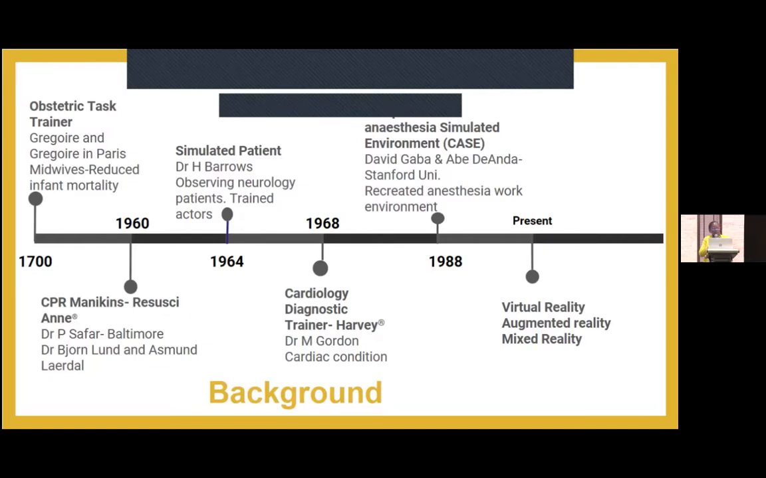I think we all perhaps have heard of Gaba. He's pretty famous with simulation as well as anesthesia crisis resource management. And they wrote a paper in 1988 describing something that they had been doing. They had been trying to figure out if there was a way to have an environment outside of the OR where anesthesia providers could be trained, that still looks like what they experience in the OR, so that they can have clinical skills and decision-making skills. And they described what they call the comprehensive anesthesia simulated environment.